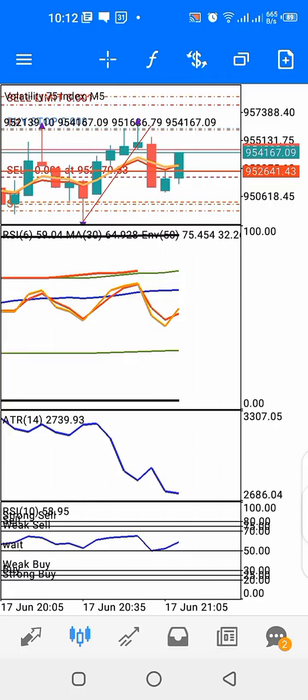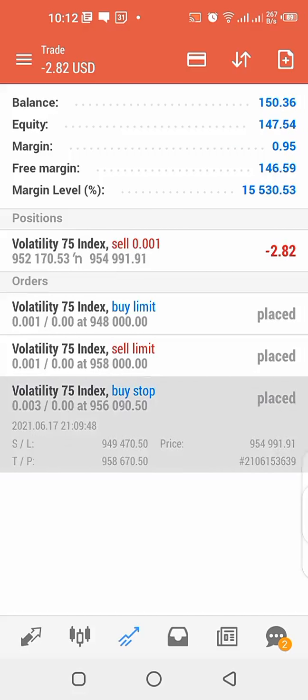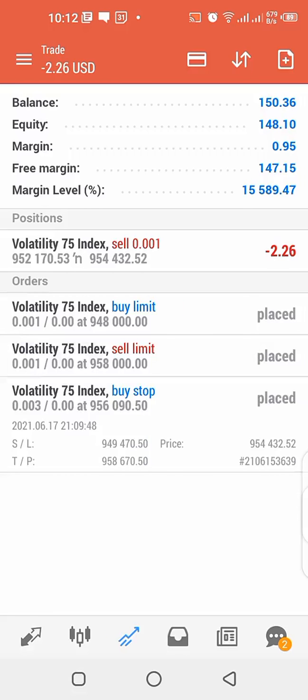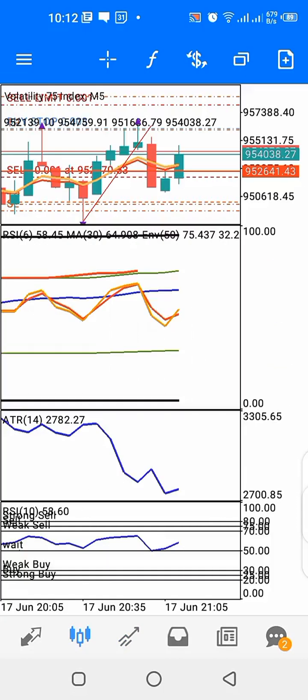All right, so for now my trade is having a drawdown, and price is currently approaching the buy stop order. If price triggers the buy stop order, it turns to a buy trade. You can see I've already mapped out the take profit and the stop loss for the buy stop order. I have a sell limit in place, I have a buy limit in place.